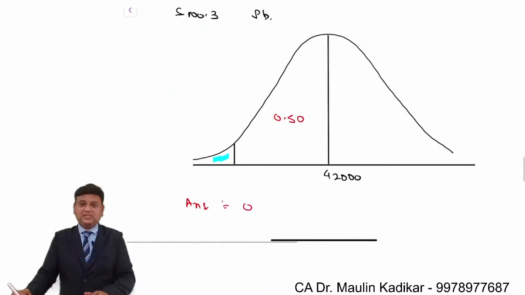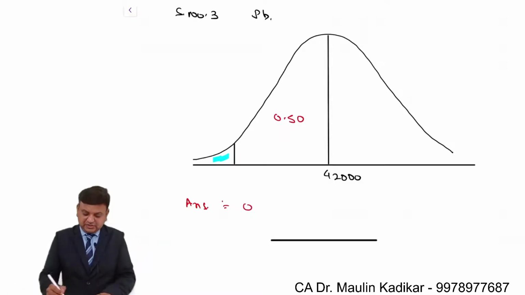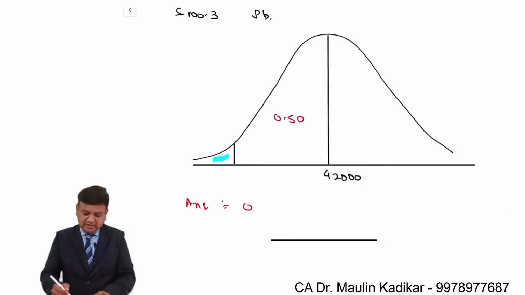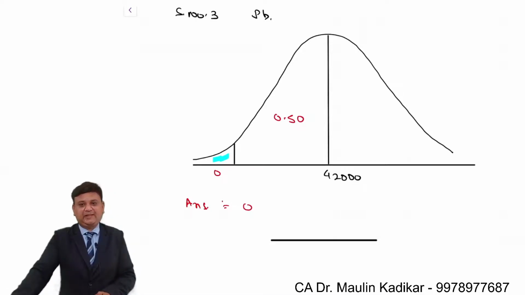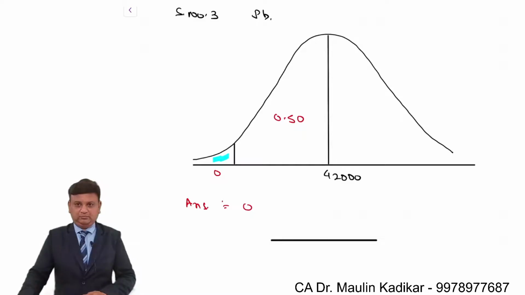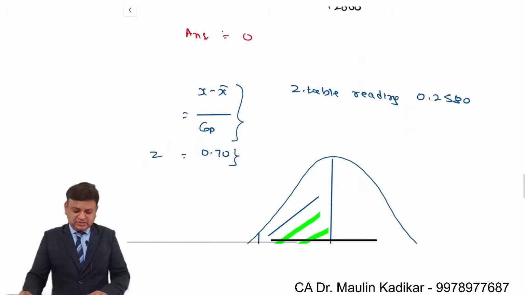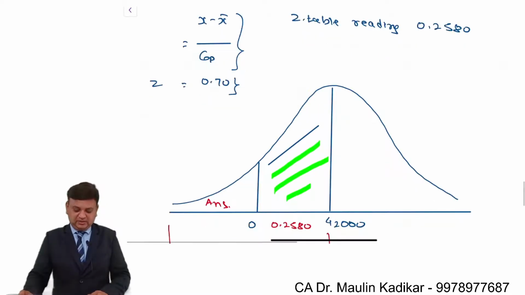In our example, it is 0. Why? Because the reading of the 4.67 will be 0.5 itself. So this entire distance is 0.5. The total distance is also 0.5. That is the reason this answer is 0. So this is the way we are required to do the answer.